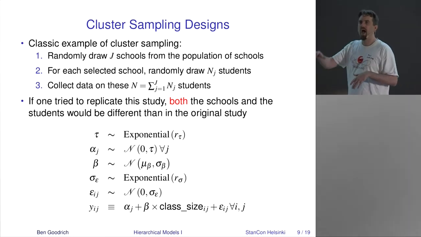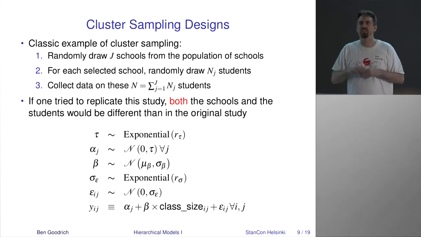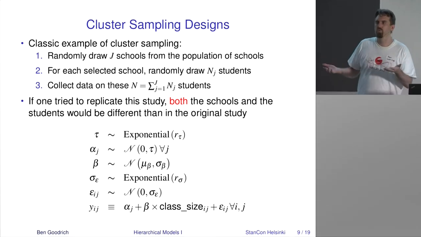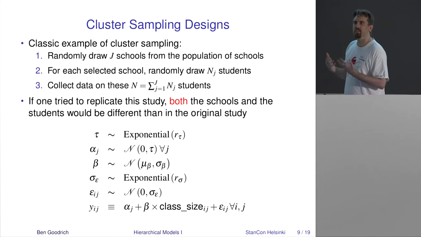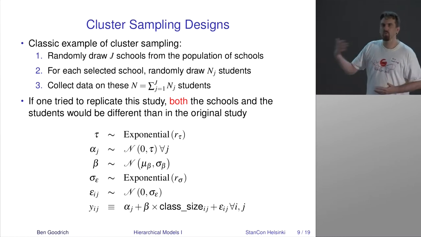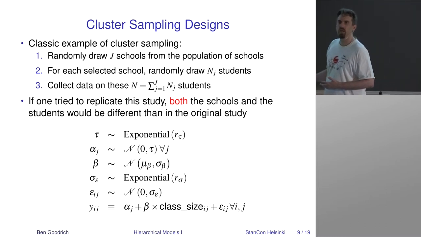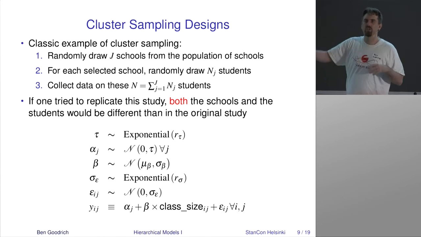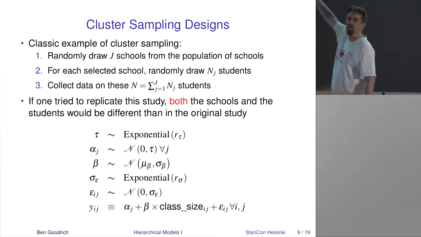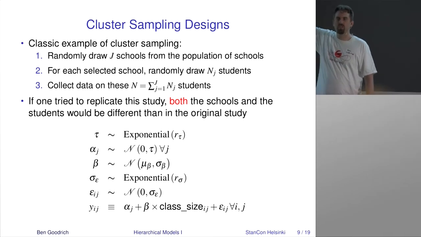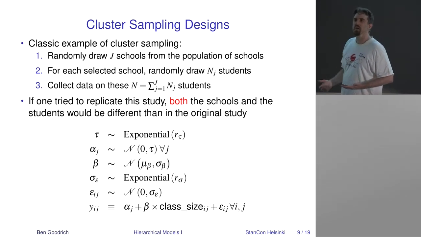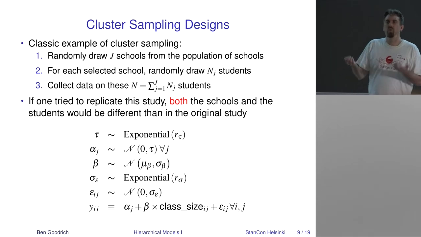We'll give them some tests. We'll ask them about their socioeconomic status and how much they study and things like that to try to estimate something about how useful some aspect of the education process is for their education. But if someone were to come along and try to replicate our study, do the same process again, not with our data but with fresh data, they would have to redraw the J schools. Could still be 100, it could be a different number, but it's going to be different realizations of schools and different realizations of students within those schools.